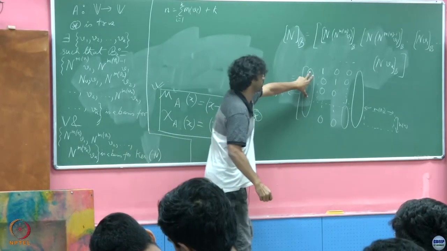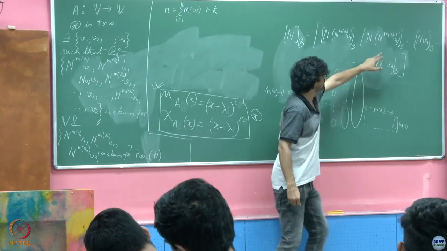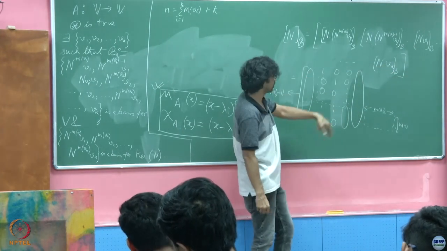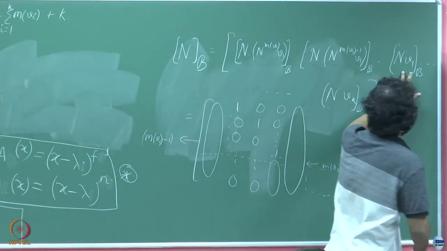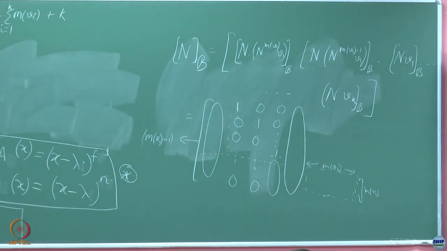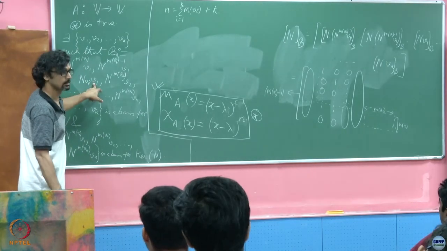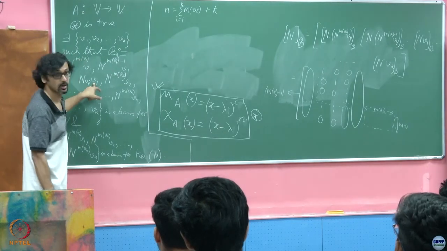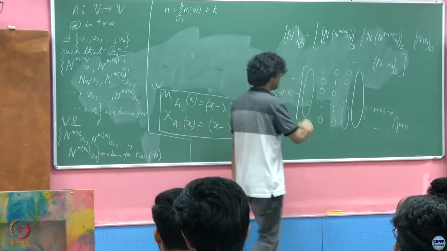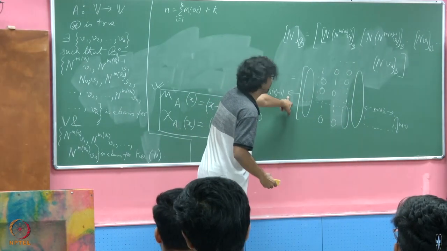See, the first one is 0. The second one is the first vector, this one. The third one is the second vector. The fourth one is the third vector, and so on, till this fellow is what? How many were generated here? Oh, there was mV1 plus 1. So mV1 plus 1, right? Sorry about that, we didn't actually keep count of this. So this is basically mV1 plus 1.